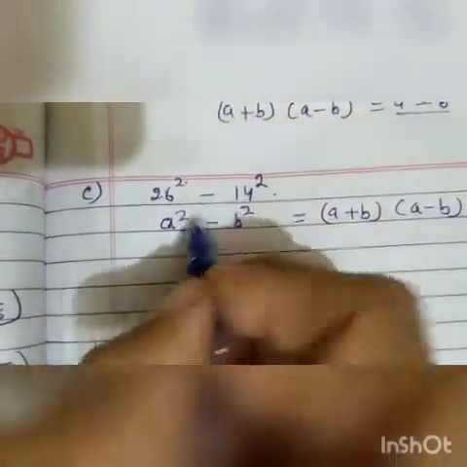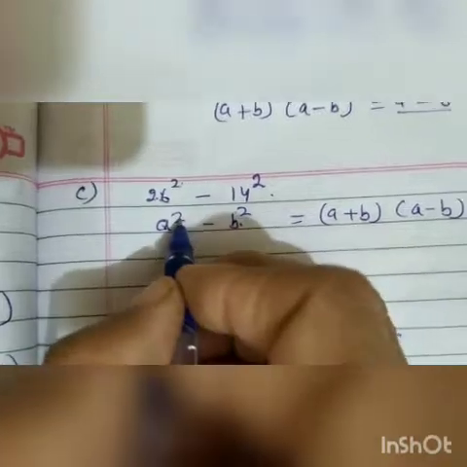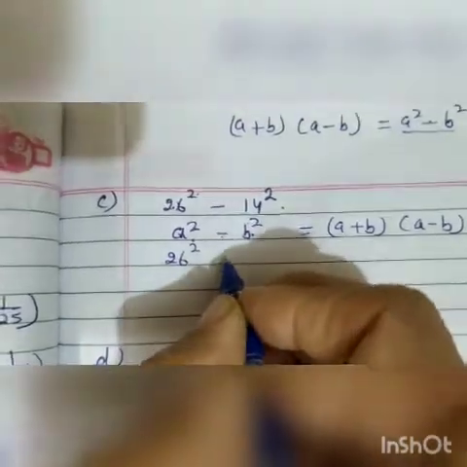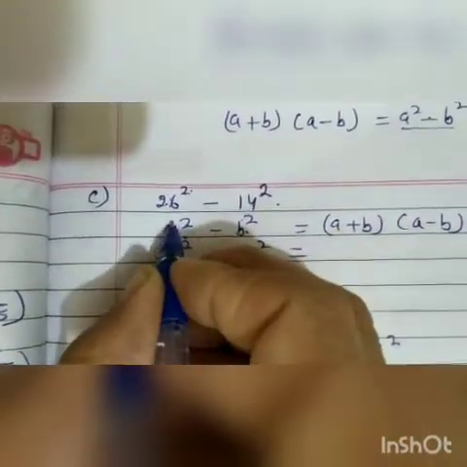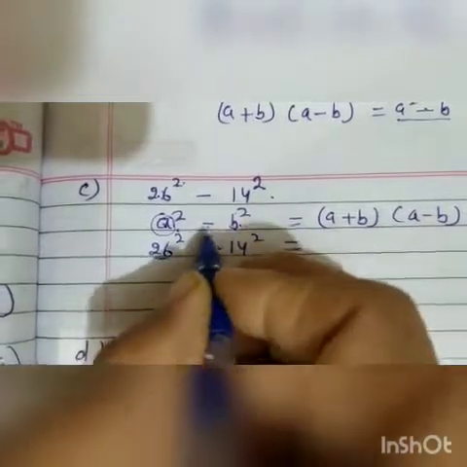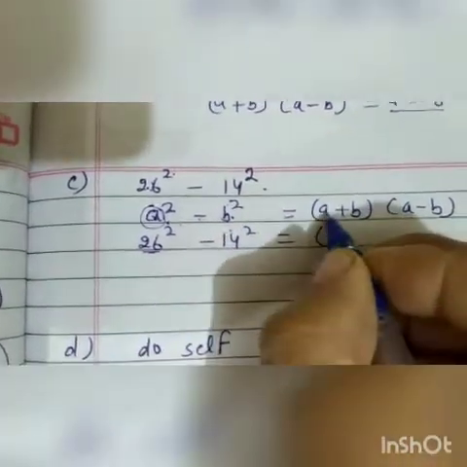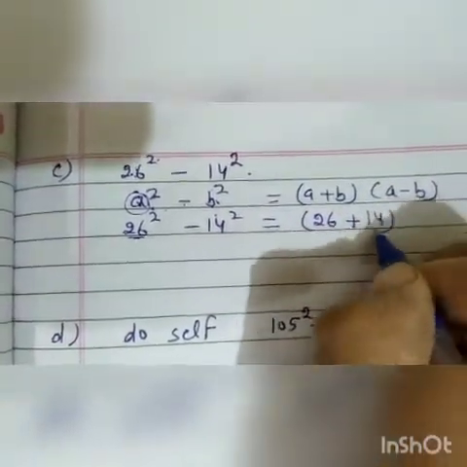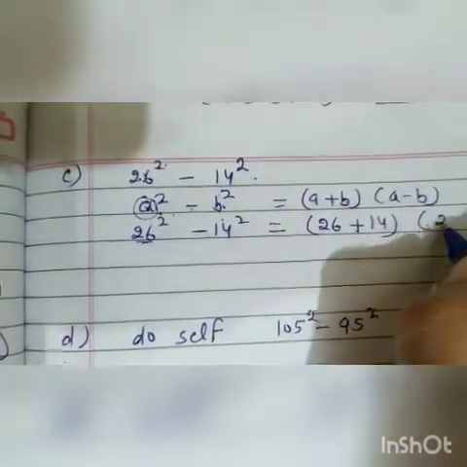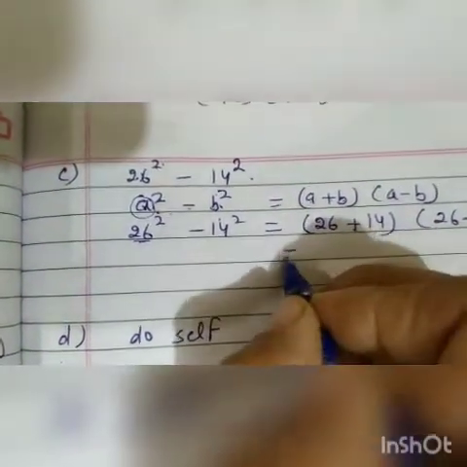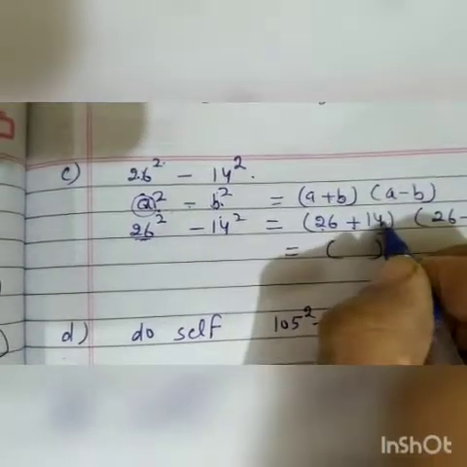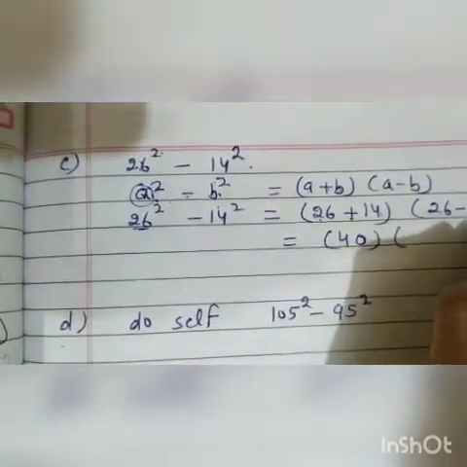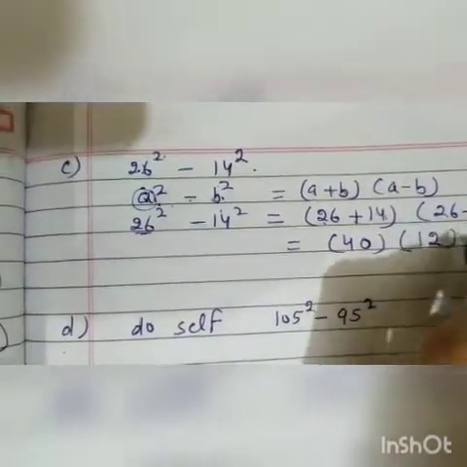Now compare this one. A is 26, this is a square, minus b is 14. We will write here 26 square minus 14 square. Now the value of a is 26 and the value of b is 14. So in place of a we will write 26 plus, in place of b we will write 14. So 26 plus 14 and 26 minus 14. Now 26 plus 14 we will add: 6 plus 4 is 10, carry 1, and 1 and 2 is 3 and 1 is 4, so 40. 26 minus 14: 6 minus 4 is 2, 2 minus 1 is 1.